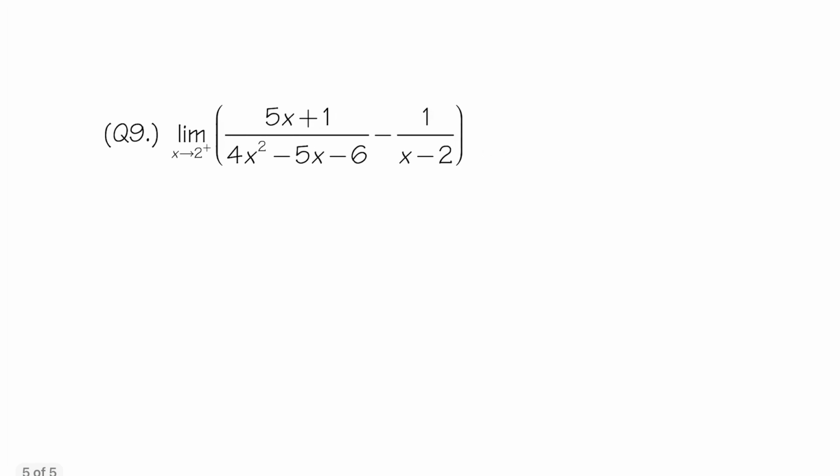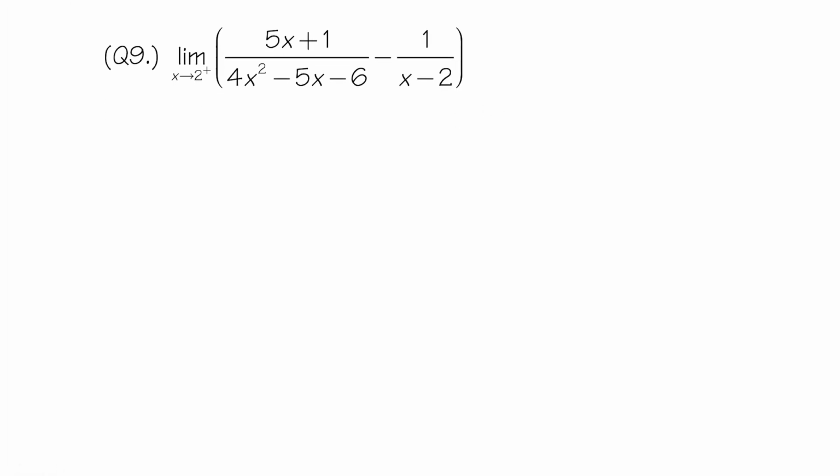Okay, let's see. Next. Crazy. What do we do? The limit as x approaching 2 plus, and then we have a fraction minus another one. Pause the video and try it. Or maybe you have tried it already then. Okay, I will tell you though, if you plug in 2 plus into all the x's, we will be getting infinity minus infinity, so we have to do more work for this.